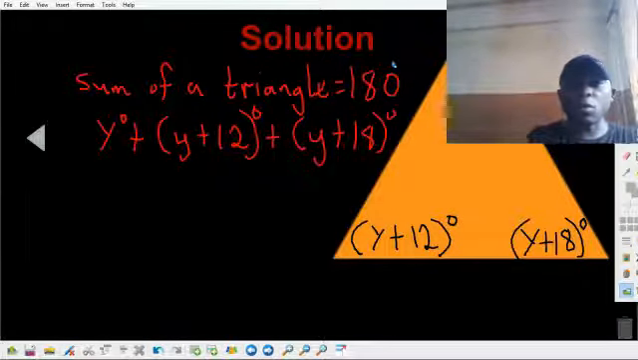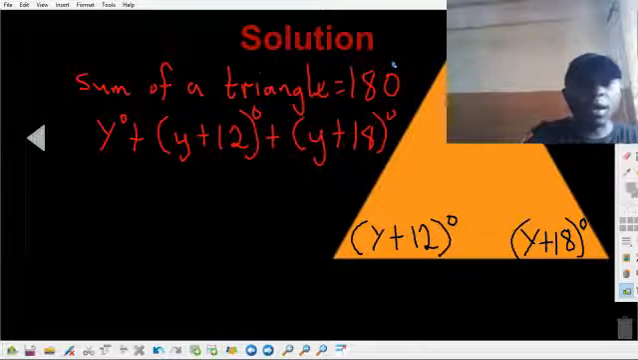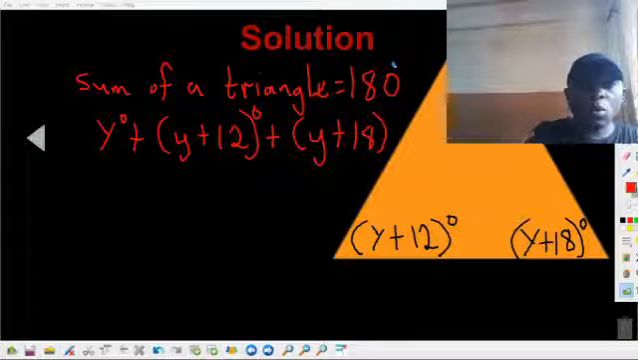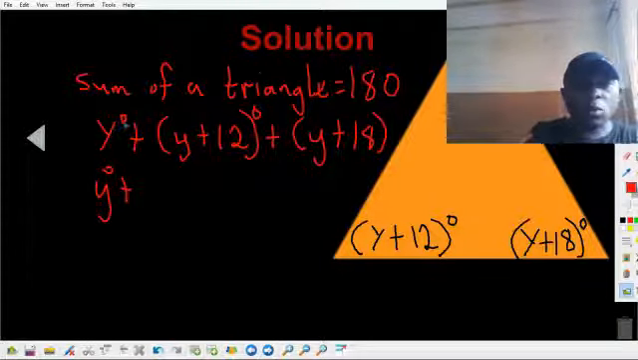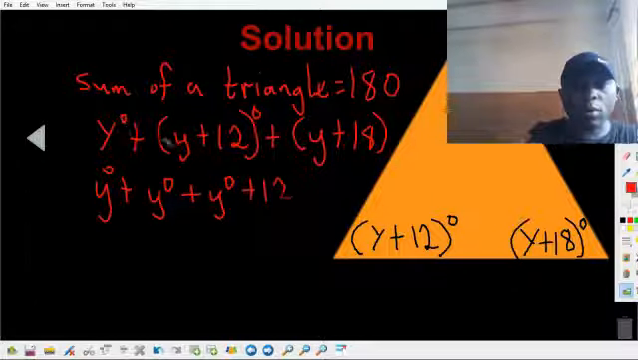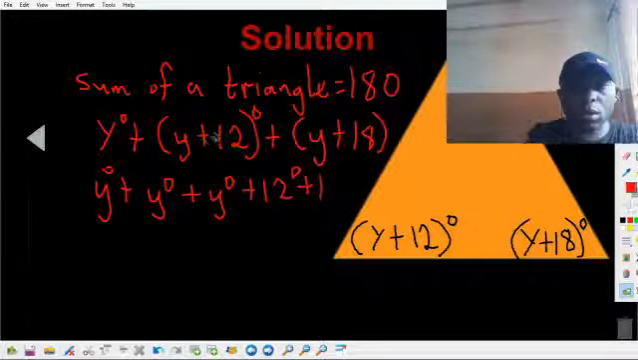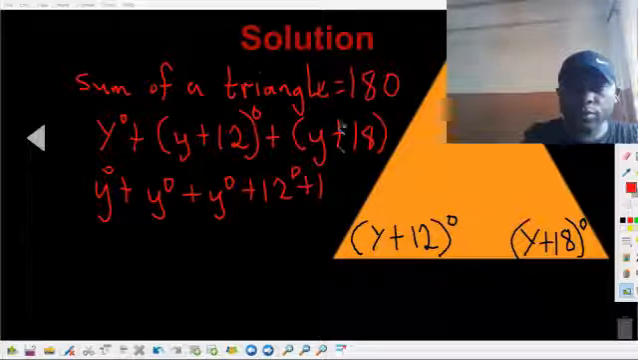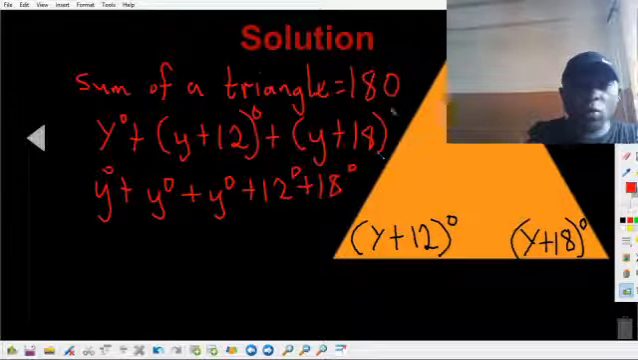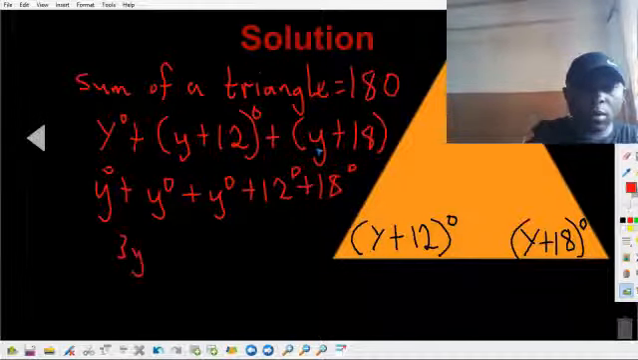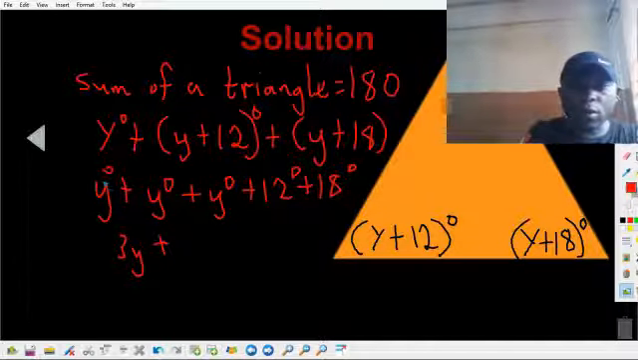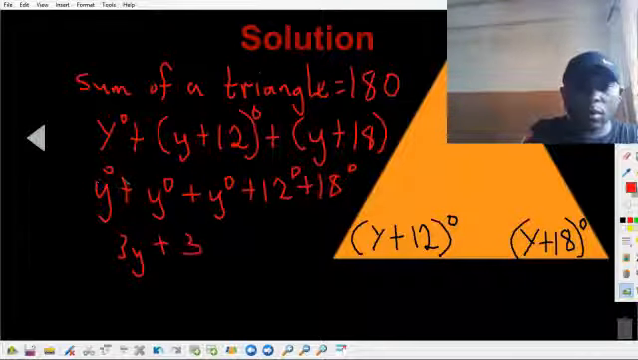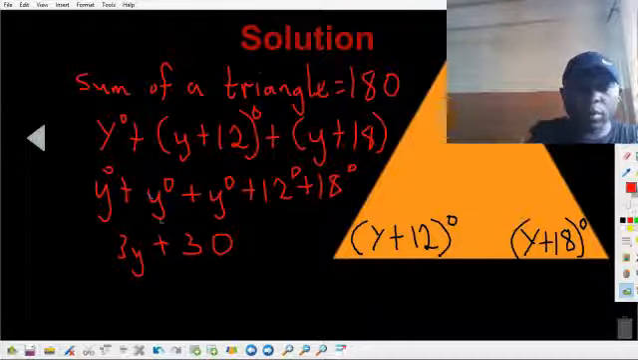Now here the first step is to collect the like terms by saying y degree plus y degree plus y degree plus 12 degree plus 18 degree, right? y plus y plus y is equal to 3y plus 12 plus 18 will give us 30 degree equals to 180 degree, right?